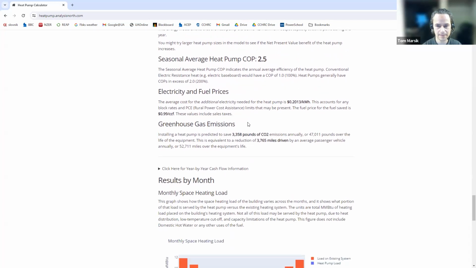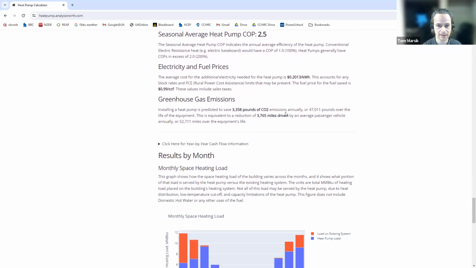So that also indicates we are likely going to have savings in greenhouse gas emissions. We do, because this is a pretty good COP. So even though it's not cost effective, this installation is going to be saving greenhouse gas emissions. The extra greenhouse gases from the electricity that you need for the heat pump are going to be less than the greenhouse gases that you are saving by burning less natural gas.